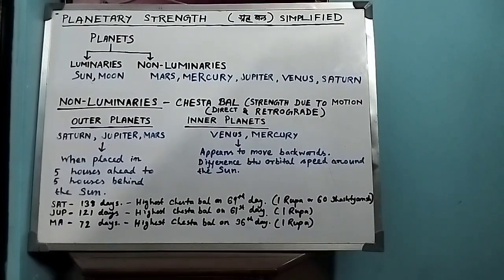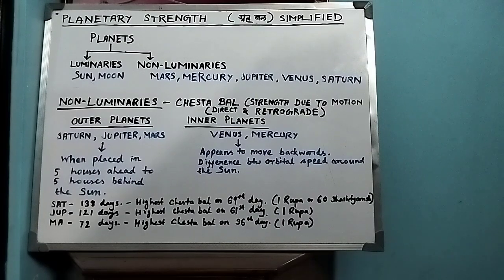Again, we need to categorize the grahas in two categories here: outer planets and inner planets. Outer planets are Saturn, Jupiter, and Mars, and inner planets are Venus and Mercury. Outer planets are retrograde when they are 5 to 9 rasis away from the sun. Okay? When the planet is exactly 180 degrees away from the sun or exactly in the 1/7 axis from sun, it gets the highest Chestabal.